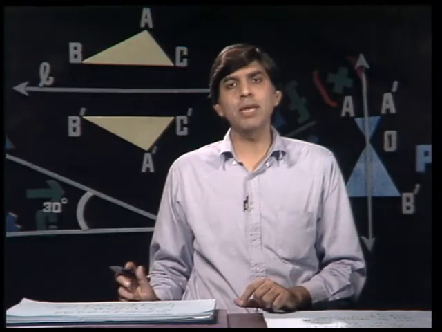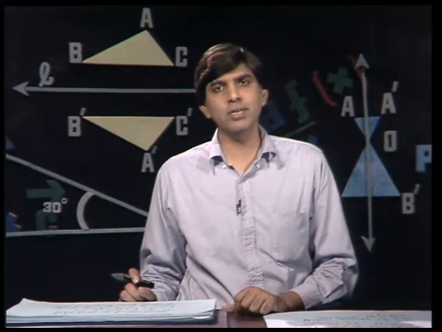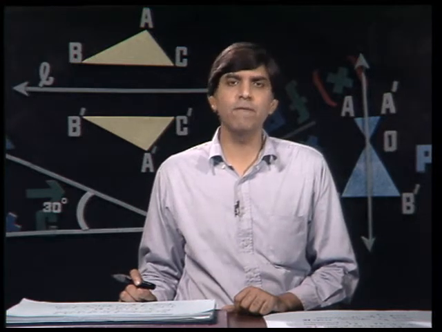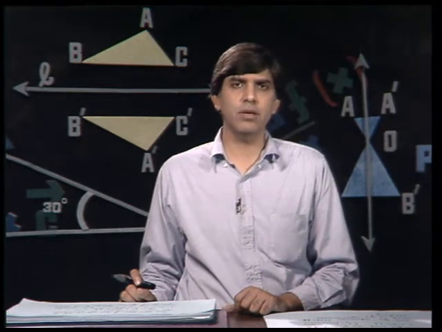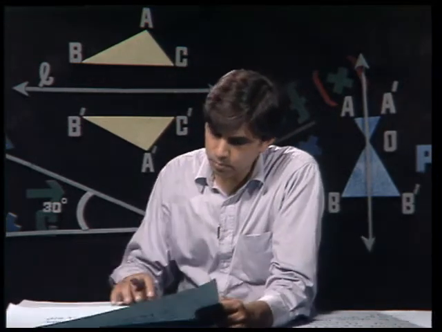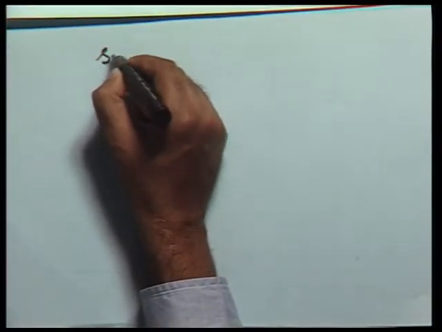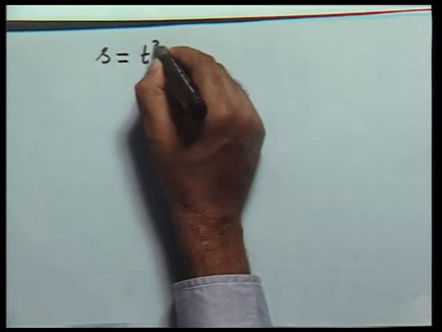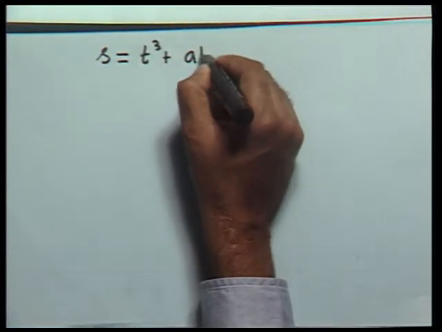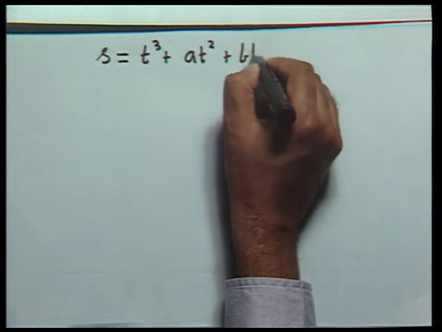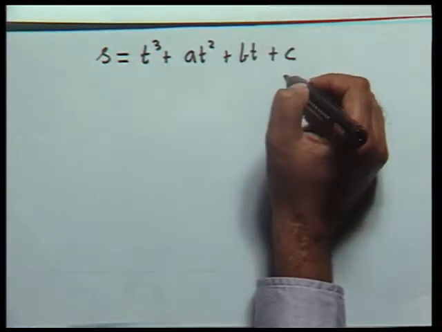So, here you are given some data about velocity, acceleration and distance travelled, and we have to find the constants a, b, c. Well, let us apply our notion of velocity and acceleration to this equation for distance. Let me just put it down on paper for you. I am given that s is equal to t cubed plus at squared plus bt plus c.